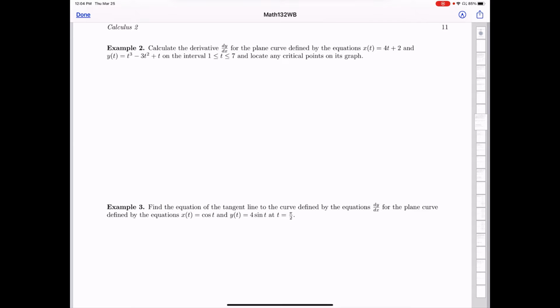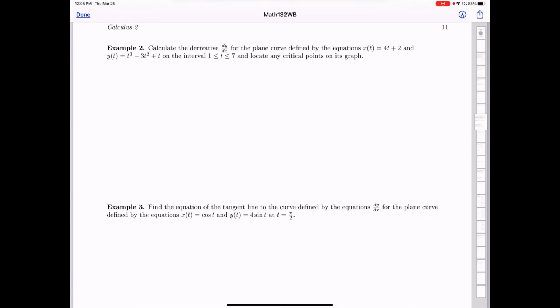Hey everybody, welcome to example 2 on page 11. We're going to calculate a derivative using our theorem we just learned about, which tells us how we can efficiently calculate a derivative for a parametric equation, and we're going to use that to find a critical value on a parametric curve. So what we have here is a couple of parametric equations.